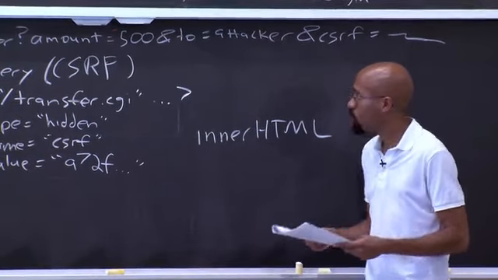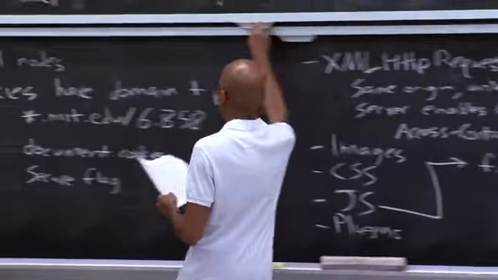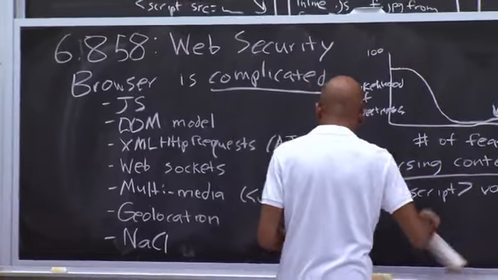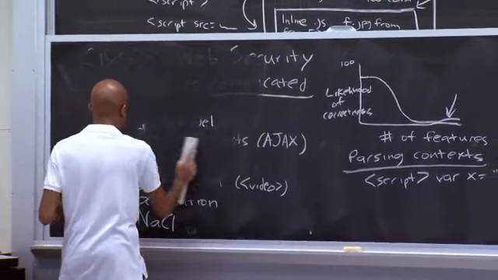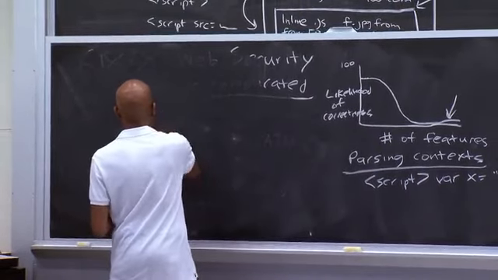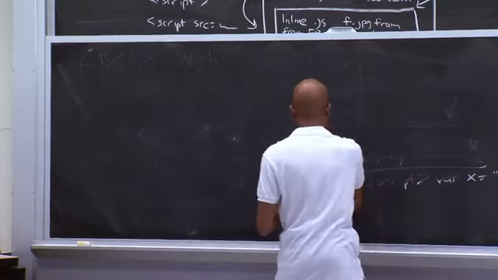All right, so another thing we can look at are network addresses. And so this gets into some of the conversations we've been having about who the attacker can and cannot contact via XML HTTP request, for example.